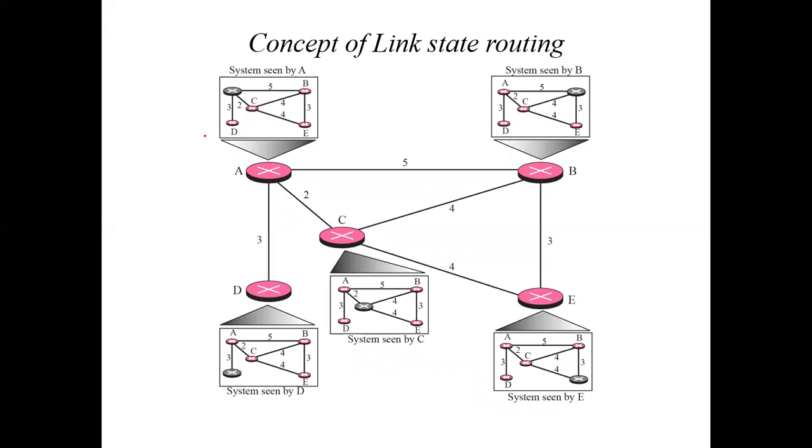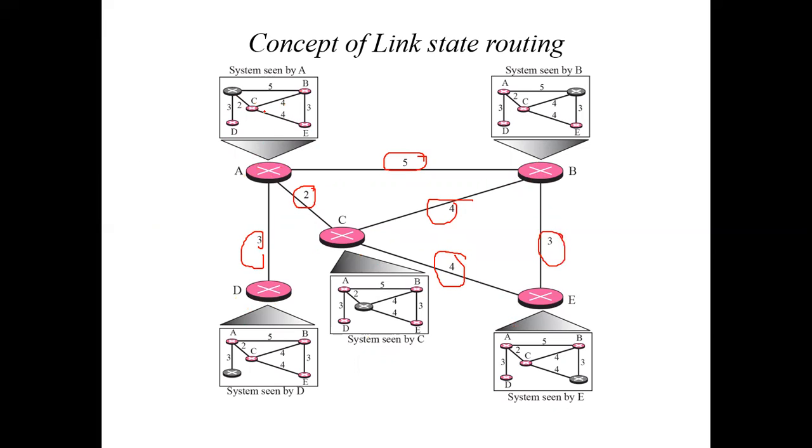So here you can see system A. This is the network. How many routers do we have? A to B, C, D, and E, totally 5 network IDs. A to B the value is 3, and A to C the value is 2. Then the values are 5, 4, and 4 here, and B to E is 3.